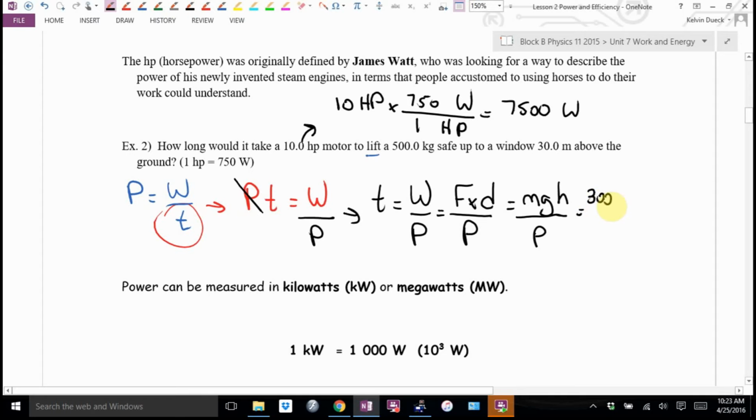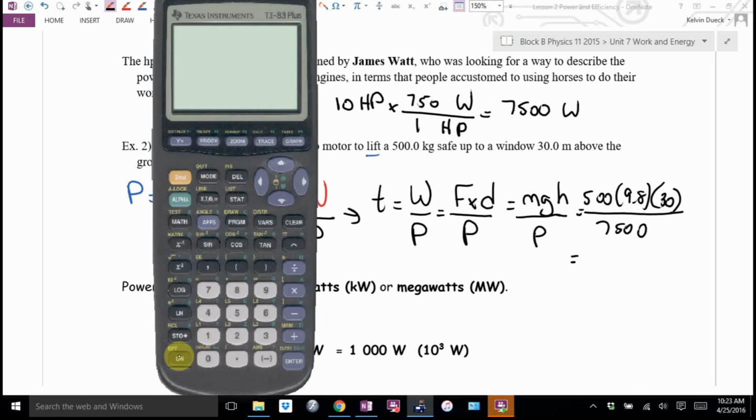Mass 500, g 9.8, 500, Mr. Duick. Where'd the 3 come from? Oh, 30. That's where I had the 3 in my brain from. 30 meters divided by 7,500. So 500 times 9.8 times 30 divided by 7,500. Is this a fraction? Yeah. I don't think I need brackets in the top because it's all timesing. How many things do I have in the bottom? 1, don't need brackets. 19.6 seconds.